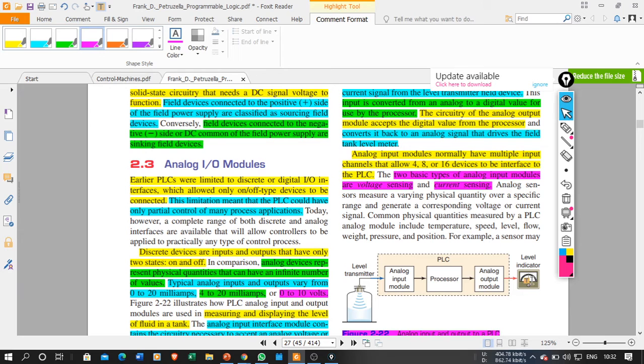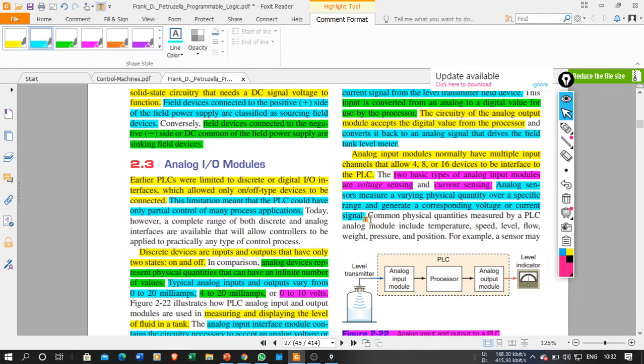Okay, so these two modules can be used as per your requirement. The analog sensors measure a varying physical quantity over a specific range and generate a corresponding voltage or current signal. What will the analog sensor do? It will measure the physical quantity. What are the physical quantities over here? The physical quantity in this case is level. It may also be temperature, pressure, velocity, or acceleration. Okay, so these are the physical quantities.